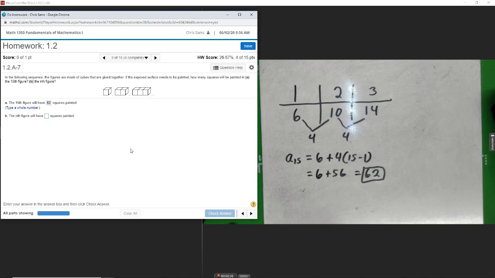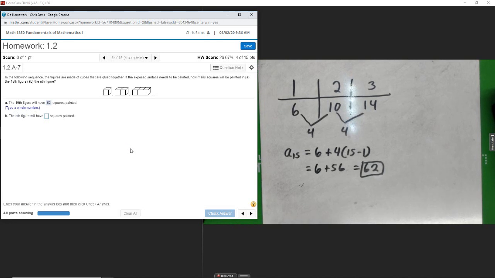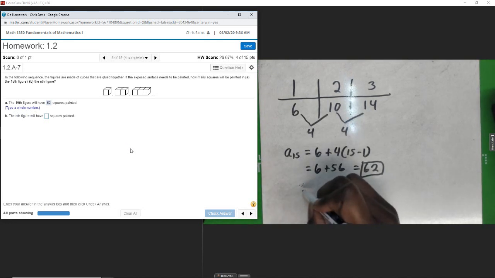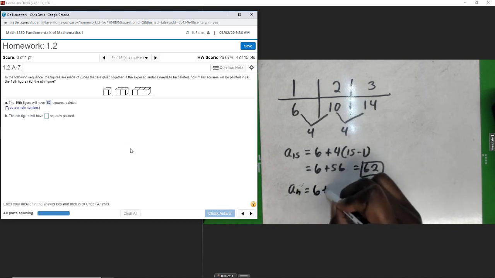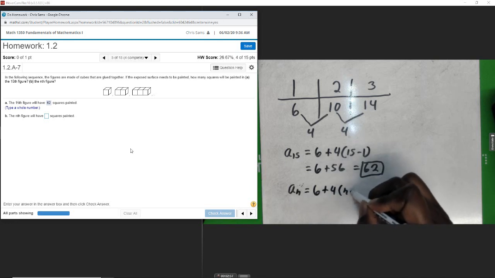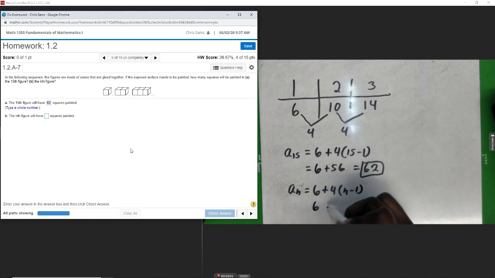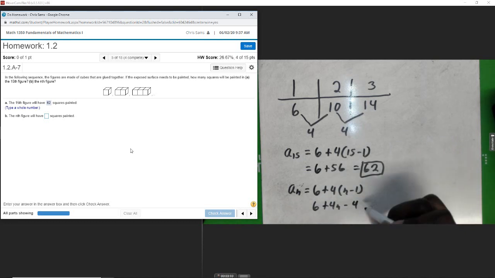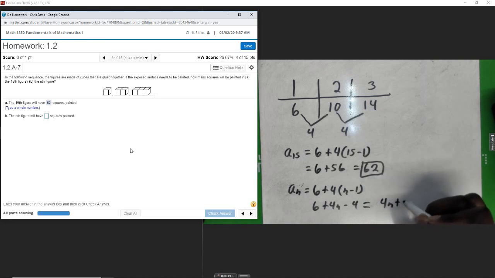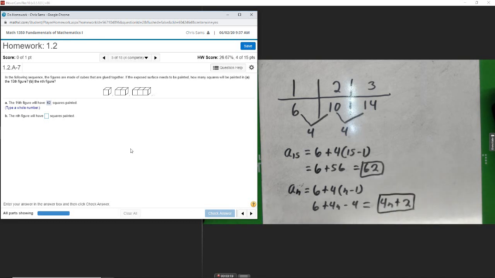All right, part B, the nth figure will have how many squares? So now we just want a general formula, okay? So we're gonna do A_n equals six plus four times n minus one. And so we'll get six plus 4n minus 4, and then this will give us 4n plus 2. All right, so the general formula will be 4n plus 2.